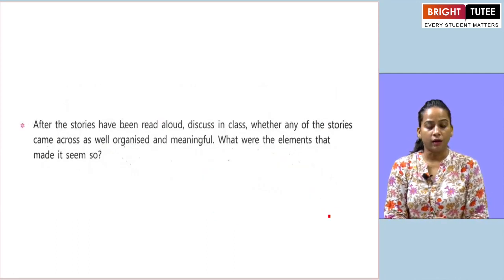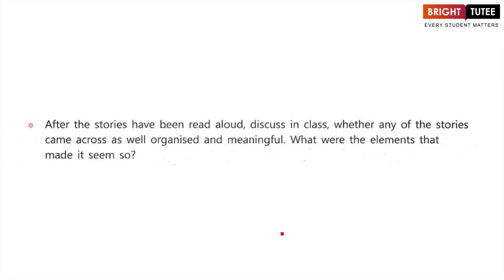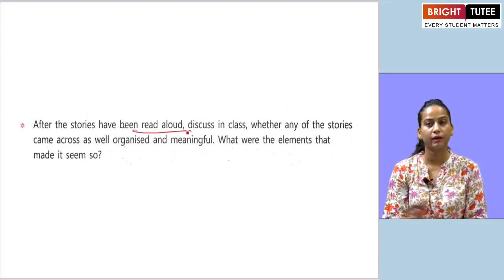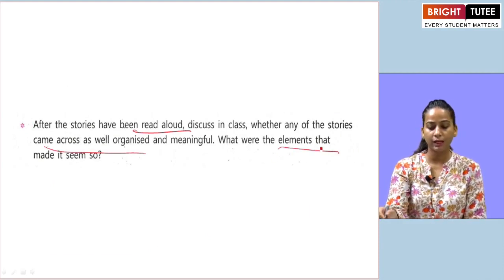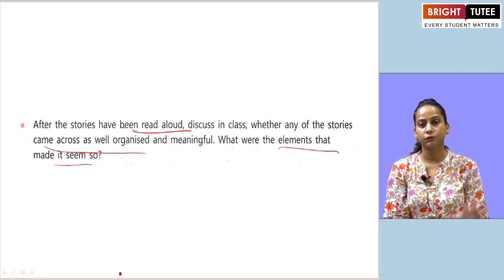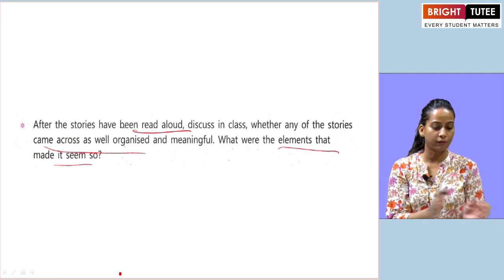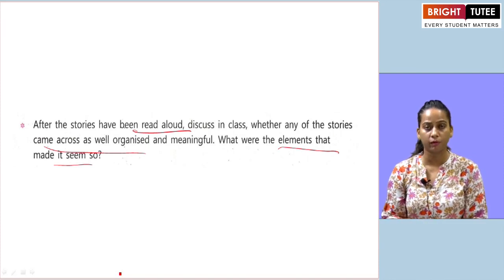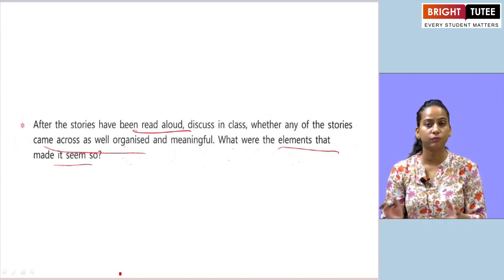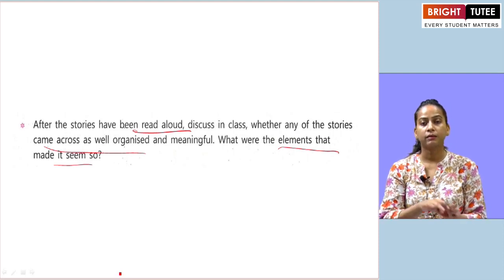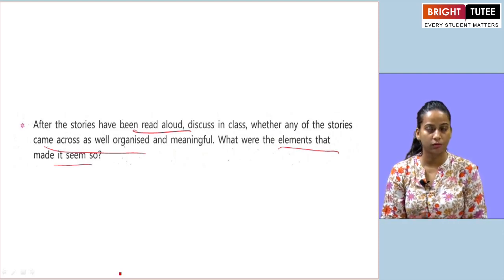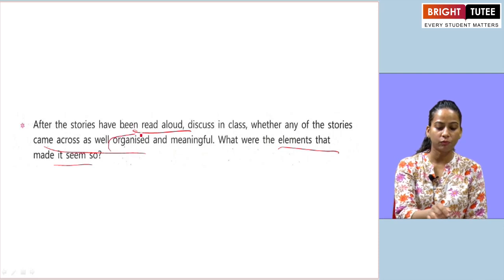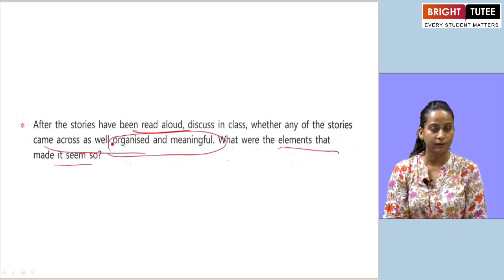Then after the stories have been read aloud, discuss in class whether any of the stories came across as well organized and meaningful. What were the elements that made it seem so? So this was the activity, and based on that you have to do the discussion later on when you are reading out your stories, about what the outcome was. When you started framing the sentences, were they relevant to each other? Was there any result or consequence of that particular conversation or the sentences you framed? After discussion, you have to mention, was it well organized and meaningful? Yes or no?